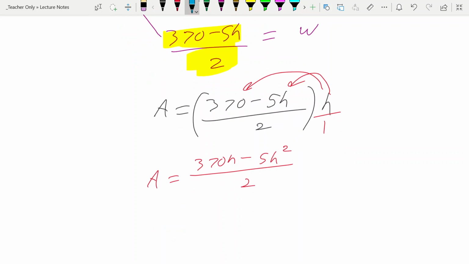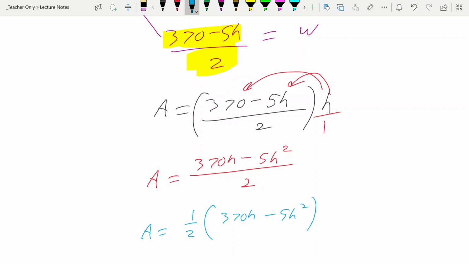Now, because of the constant multiplier rule, I can just leave this 2 in my denominator and pretty much ignore it at the moment. So I'm just doing the derivative of the numerator. Now, if it helps you, you could always rewrite it like this. This is the same thing: 1/2 times (370H minus 5H squared).